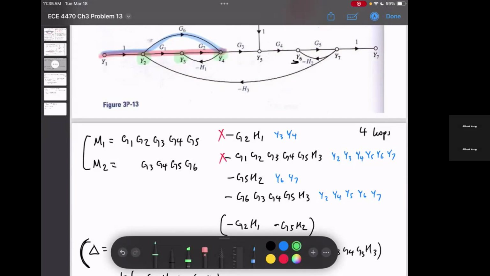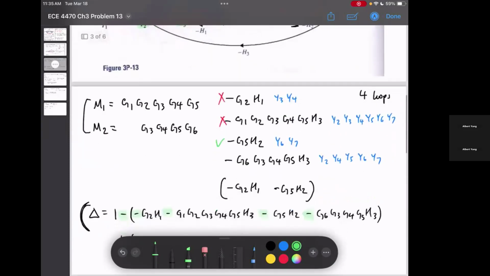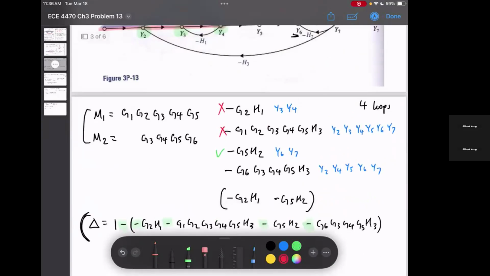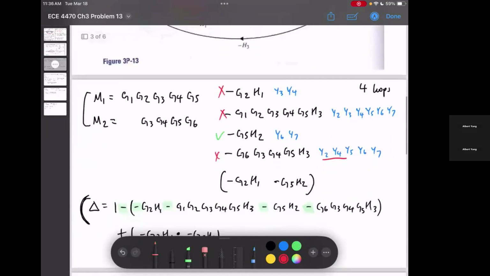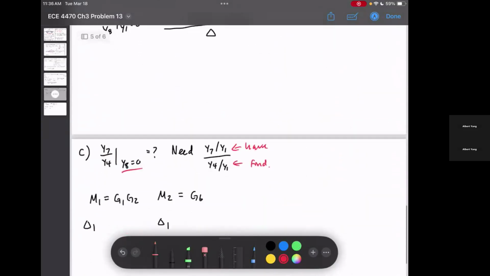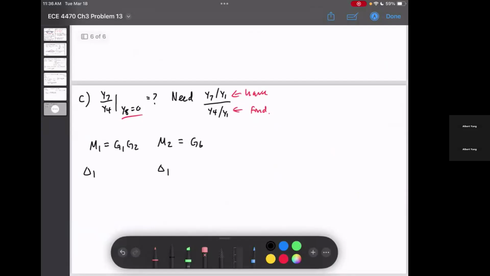Then the next one here is actually okay. It works because it's Y6 to Y7. And then the last one is also out because of the Y2 and Y4. So for delta 1, that would just be negative G5H2, which equals 1 plus G5H2.